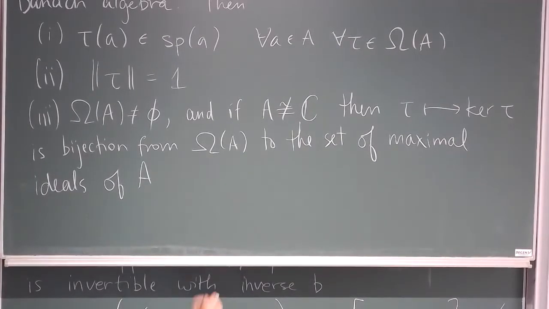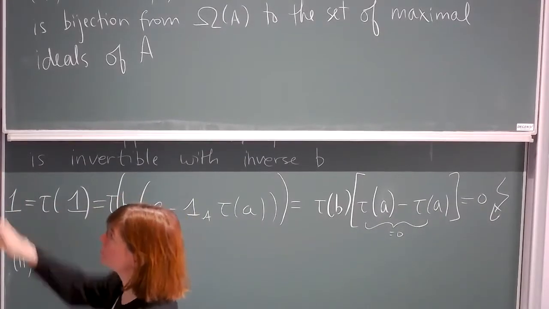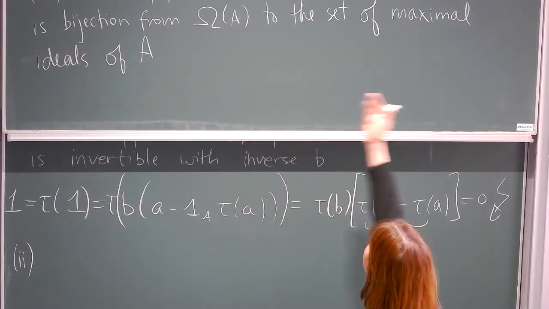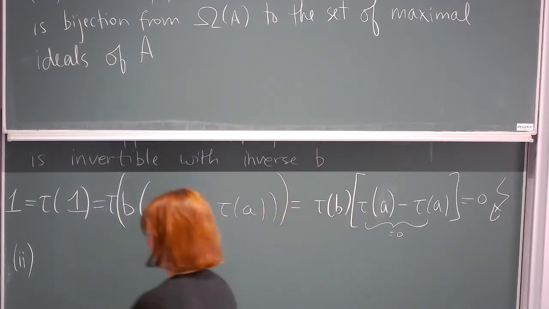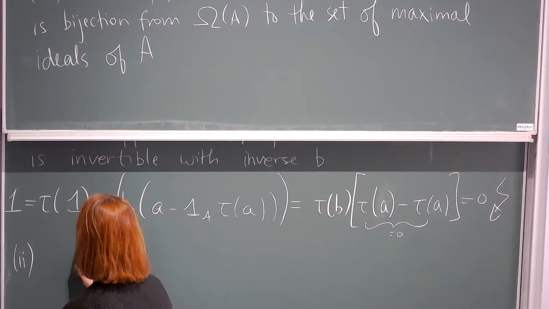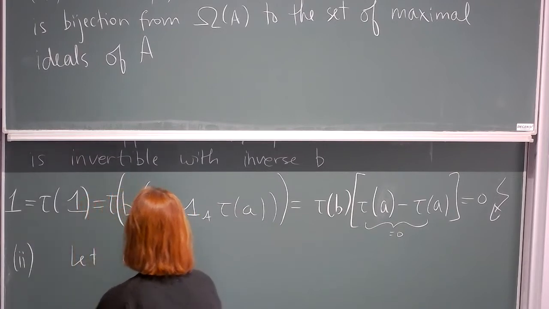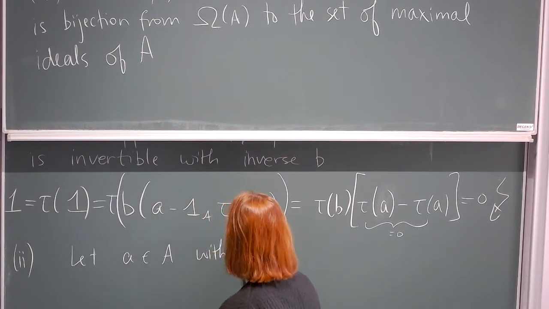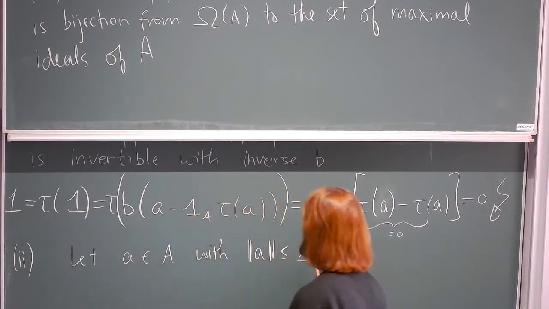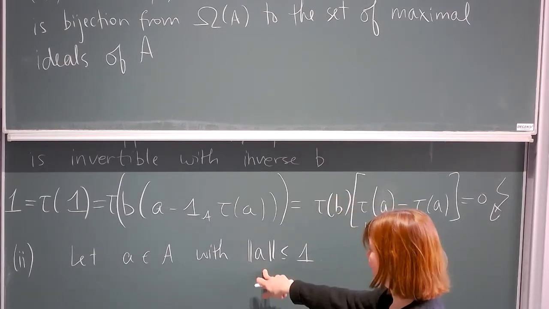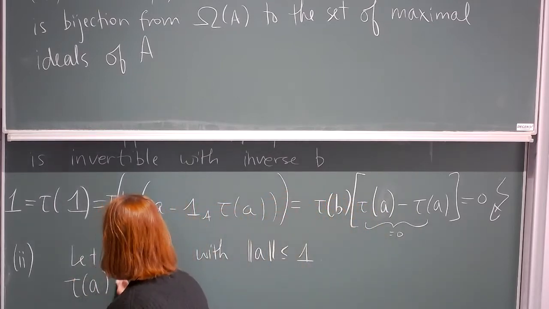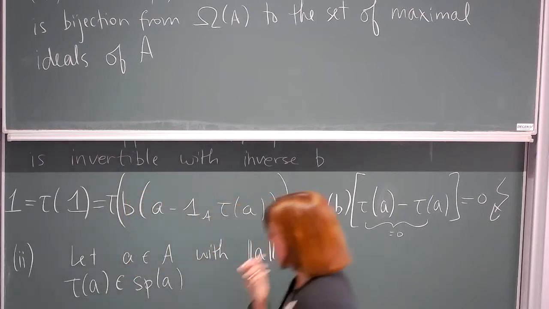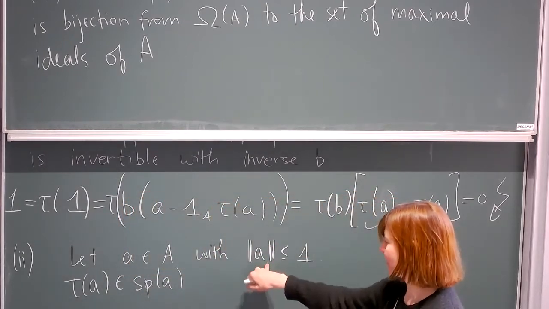Okay, now we want to show that the norm of tau is 1. Recall that the norm is the supremum of the norm in, now it's going to be C, of all elements with norm at most 1. Okay, so let a be an element of A with norm at most 1. Well, we know that tau(a) is in the spectrum. And we know that the spectrum is contained in the ball of radius norm of a.